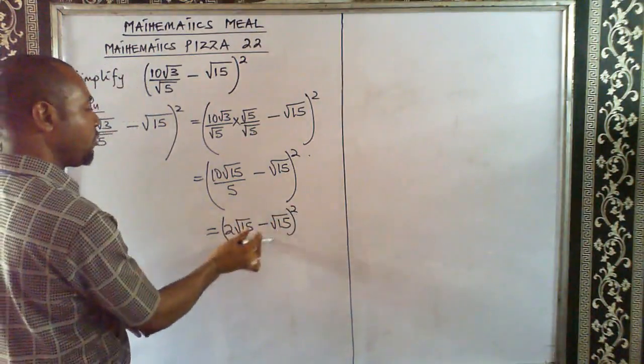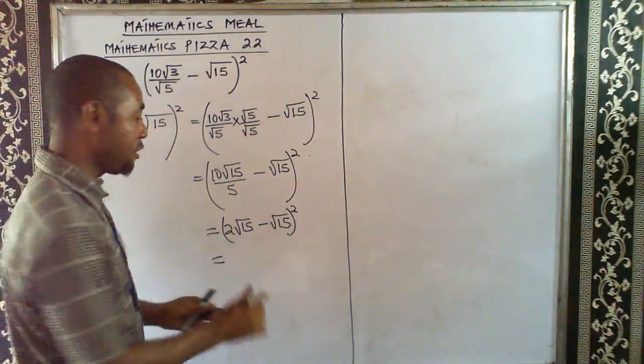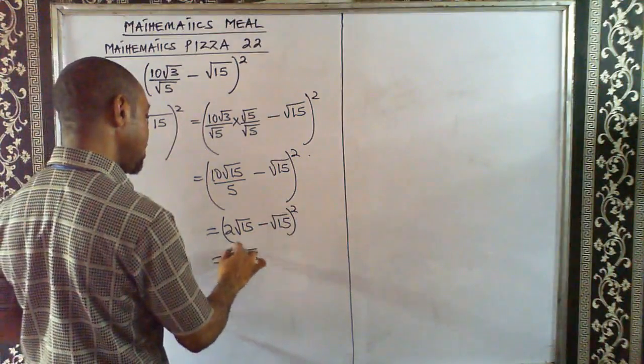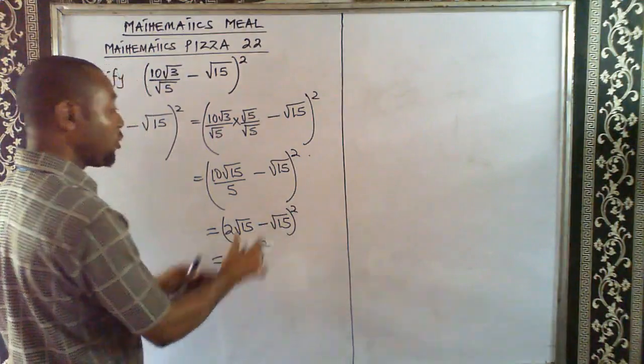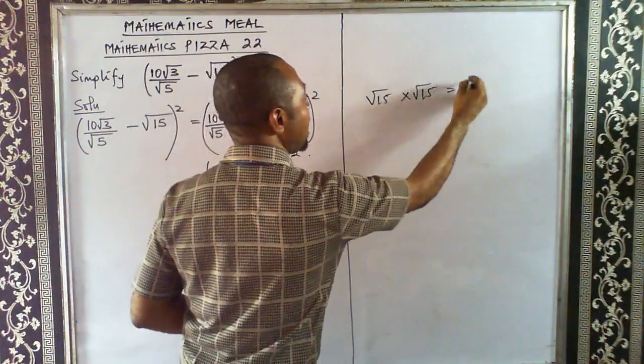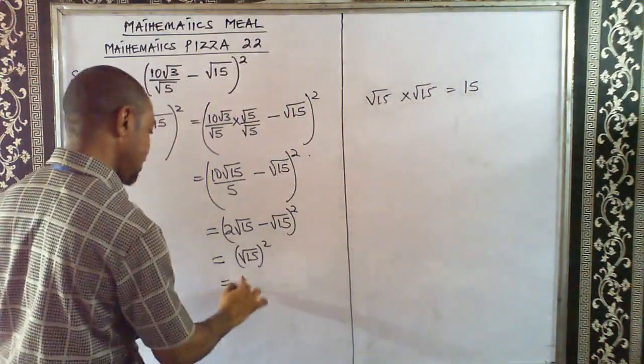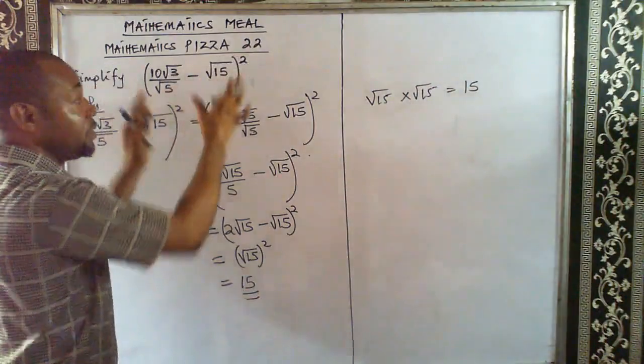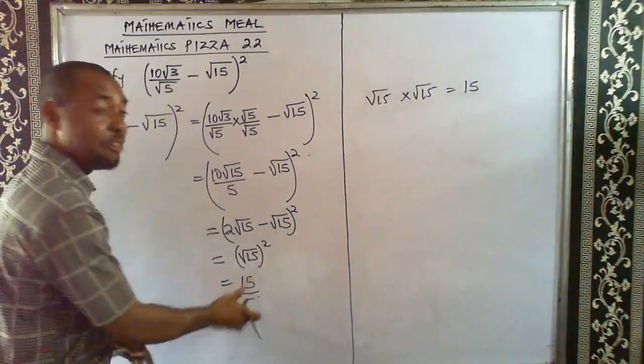And 2 square root of 15 minus square root of 15 will just give me square root of 15, all squared. And square root of 15 squared is square root of 15 times square root of 15. That will give me just 15. So you see, the whole of this mountain is just the value 15.